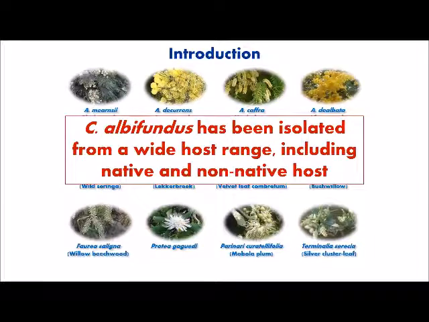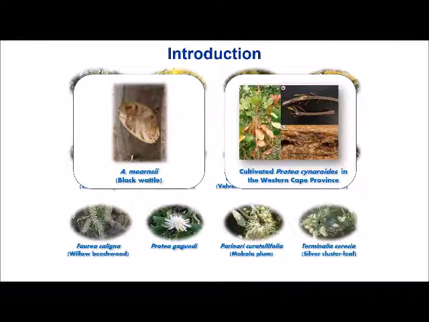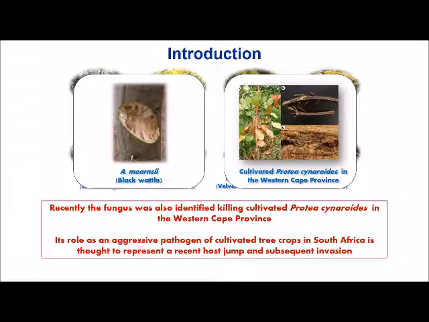Ceratocystis albifundus has been isolated from a wide host range, including native and non-native hosts. It was seen that this fungus can be non-pathogenic or pathogenic depending on the host. It was then identified to cause discoloration on the sapwood of Acacia mearnsii and later to cause disease on the cultivated Protea species in the Western Cape province. This was thought to represent a recent host jump. However, Ceratocystis albifundus pathogenicity is unknown.